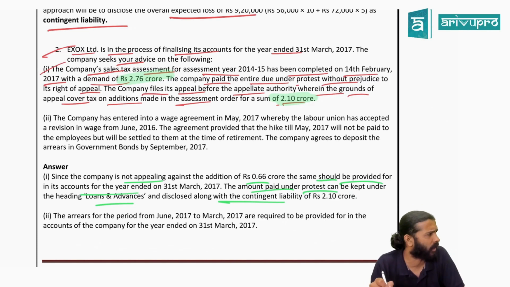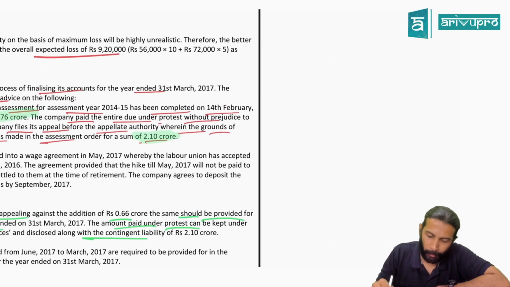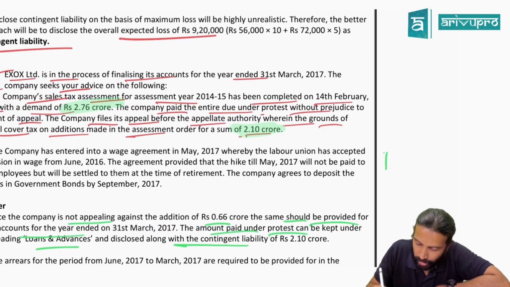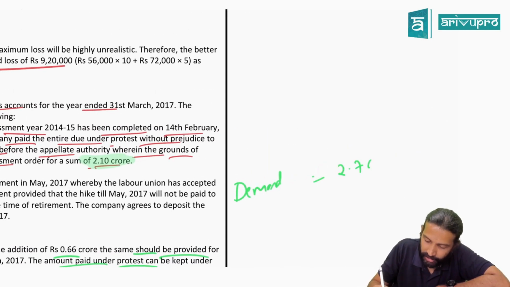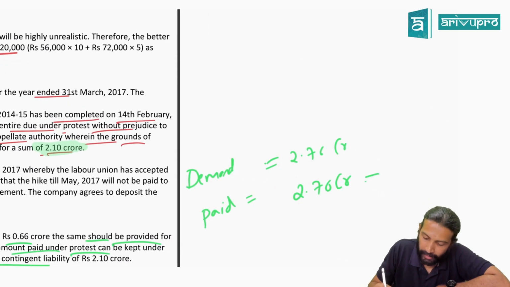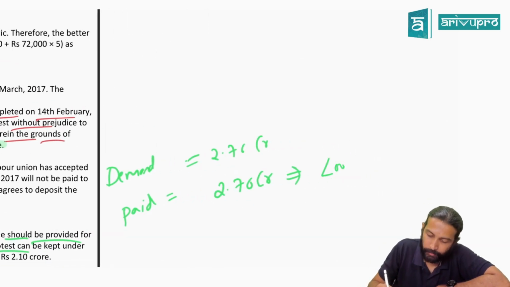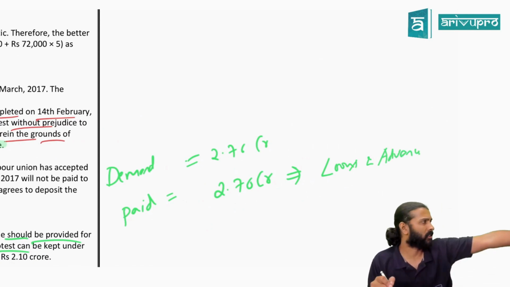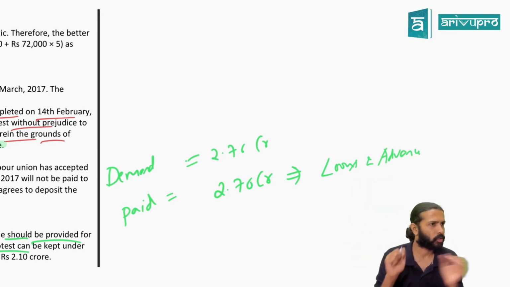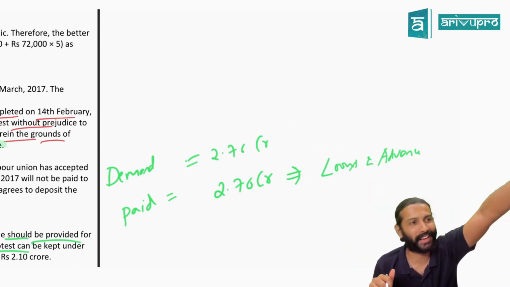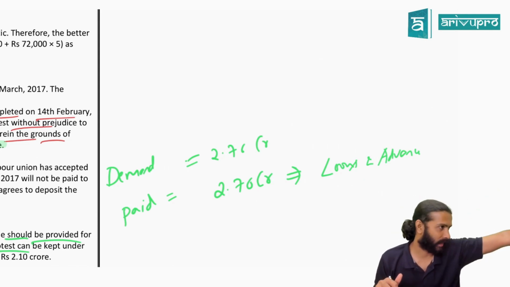How did it become a contingent liability? How much did you pay totally, or how much was the demand amount, sir? Demand amount was 2.76 crores. How much did you totally pay? Paid is also 2.76 crores only. Whatever you paid, you show it under loans and advances, because you are going for appeal, no, sir. So it looks like you paid an advance now. If you win the battle, you will get the money back. So it's like you have given a loan to the income tax department or GST department. Show it there. Fine now.